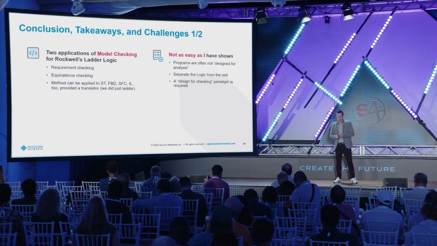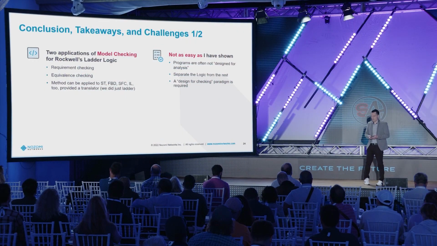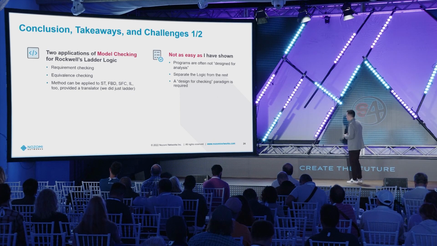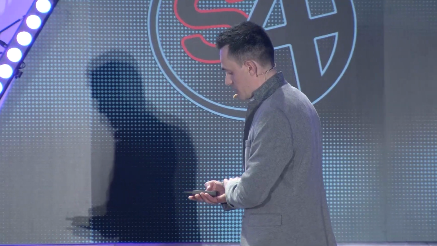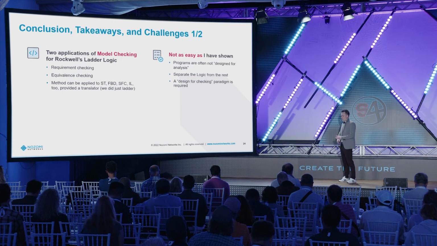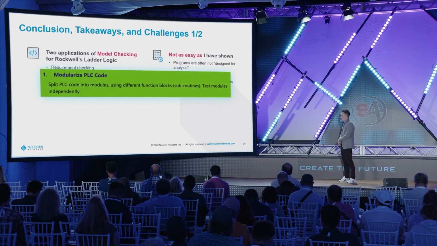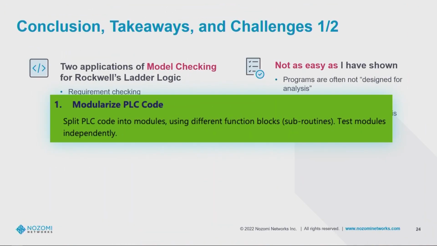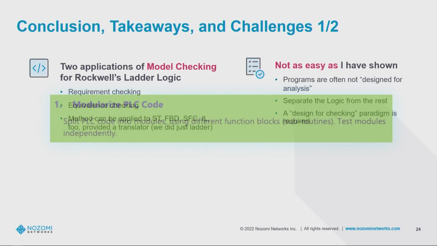And from what I've shown here, it's something very easy to do, but it might not be the case, because normally programs are not designed to be modular enough to be analyzed. And sometimes there is no separation between the logic and the rest of the program. And essentially, in order to apply these techniques in an effective way, we need to define a sort of design for checking paradigm. And this is perfectly in line with the PLC secure coding guideline number 1, which suggests to split the code into modules.